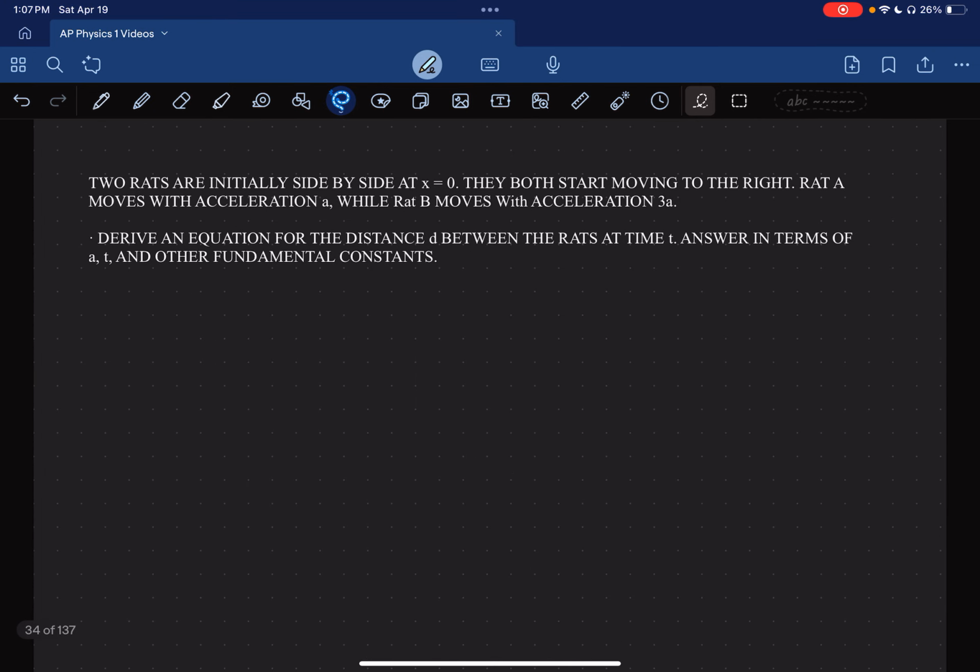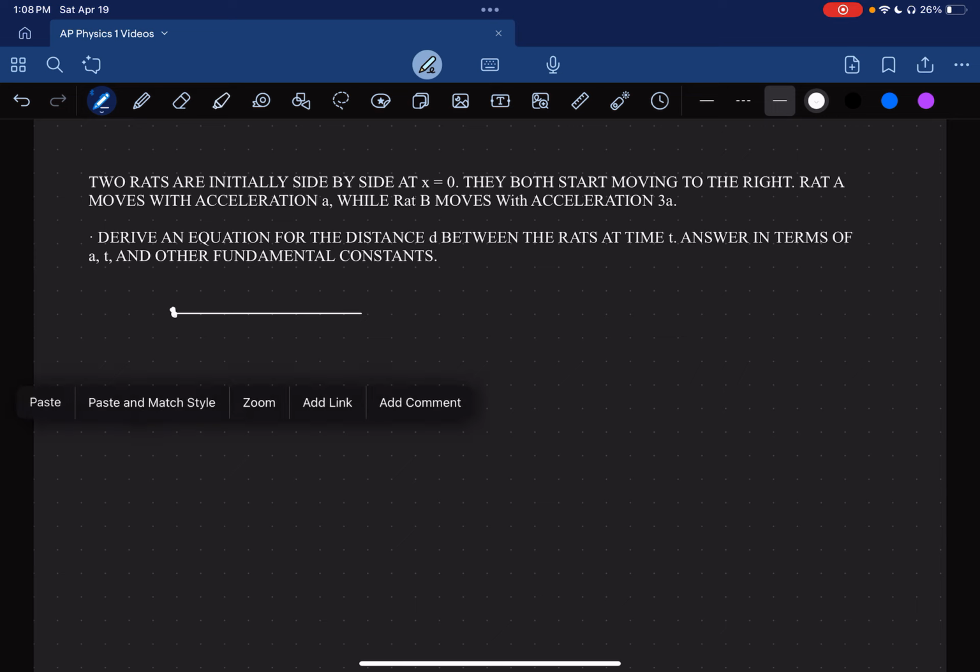Two rats are initially side by side at x equals 0. So here are the two rats. I can't really put two dots, but they're at the same place. And they both start moving to the right. Rat A moves with acceleration a, while rat B moves with acceleration 3a.